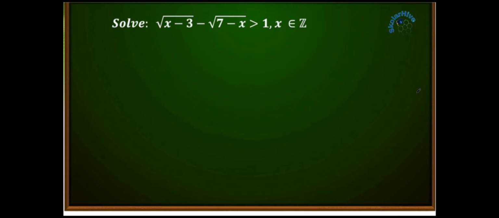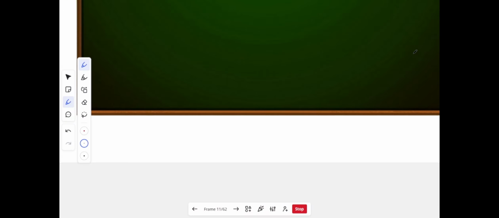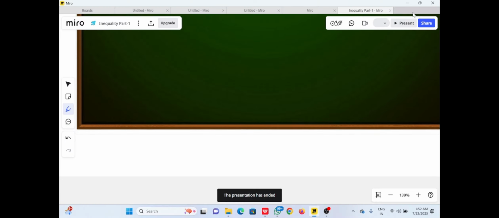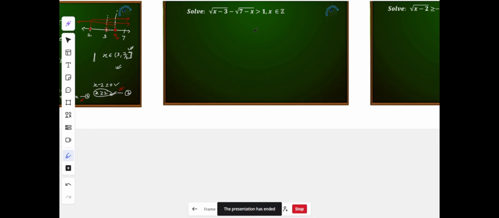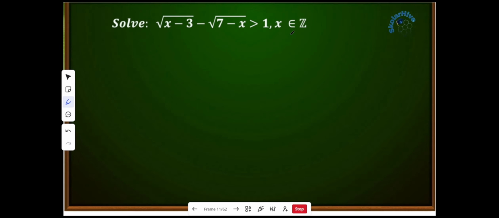Now let's check this particular inequality. Here you have to solve this inequality: square root of x minus 3 minus square root of 7 minus x is greater than 1, and the condition given is x is an integer, x belongs to integers. So we need to look for the values of x to be integers only. Here we have an expression having a square root, and this expression also having a square root. So we need to look for the domain of each one.